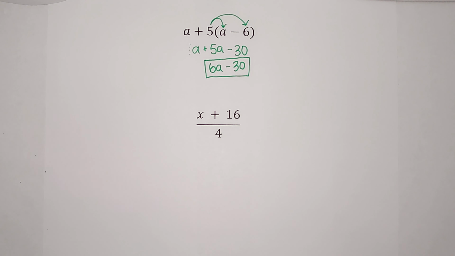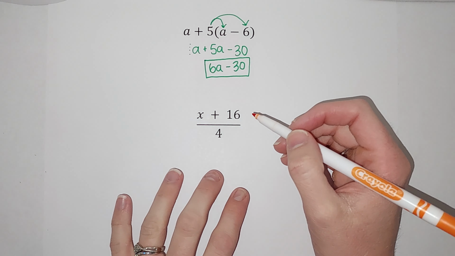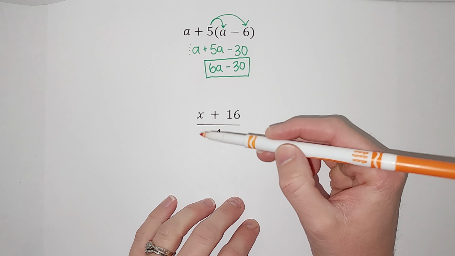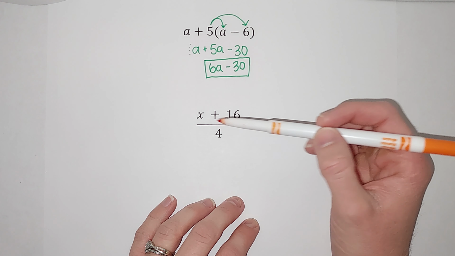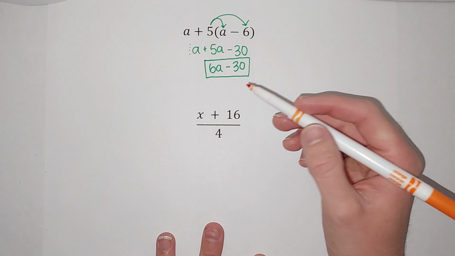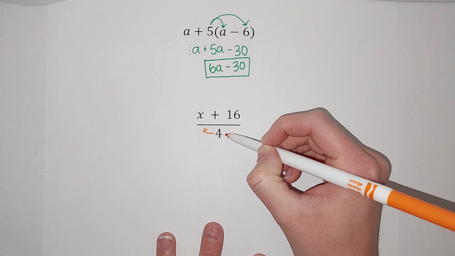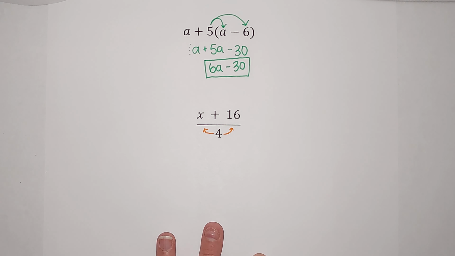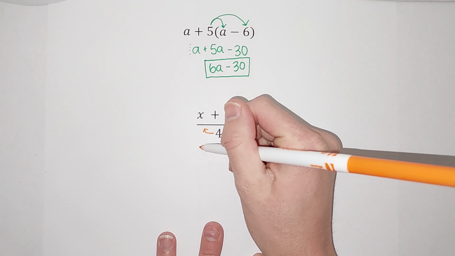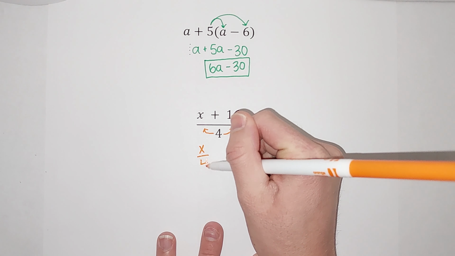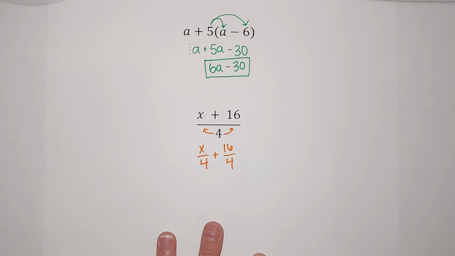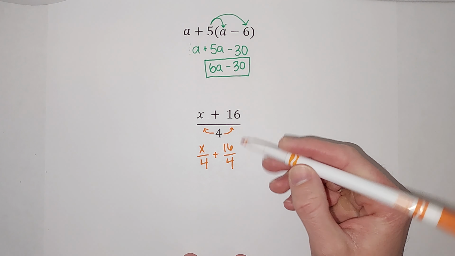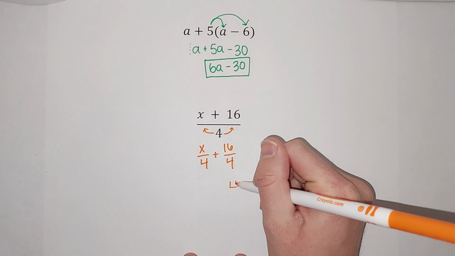Okay, so now let's look at this one. It's a little intimidating, but it's not too bad. When we have something like this, normally I would add the top first. But again, they're not like terms. What I can do is distribute this 4. This is another way of doing the distributive property to each of them. So then I will have x over 4 plus 16 over 4. Now, I know that 16 over 4 is just 4, so this is going to simplify down to 4.